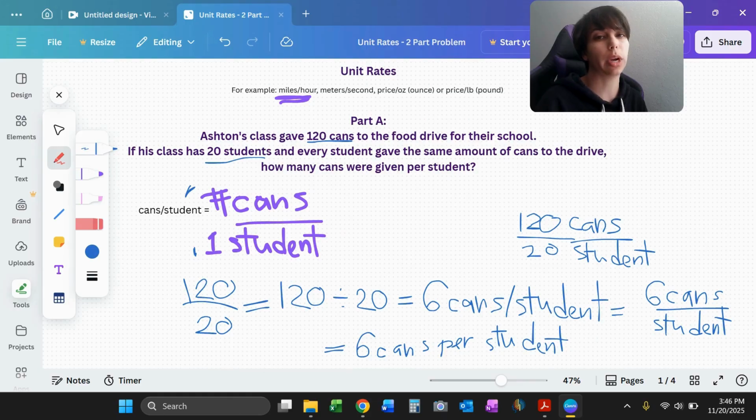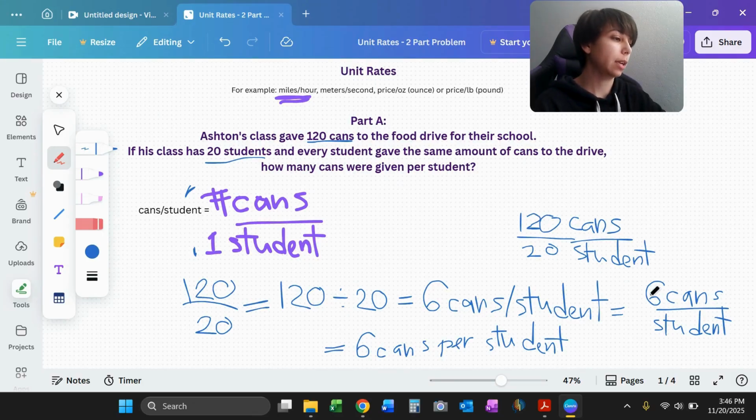Always make sure to write your units. You need to make sure that you are writing it correctly, all right? Because if it was asking us how many students per can, that would be a totally different answer. So we have to be very careful of where our units are going.